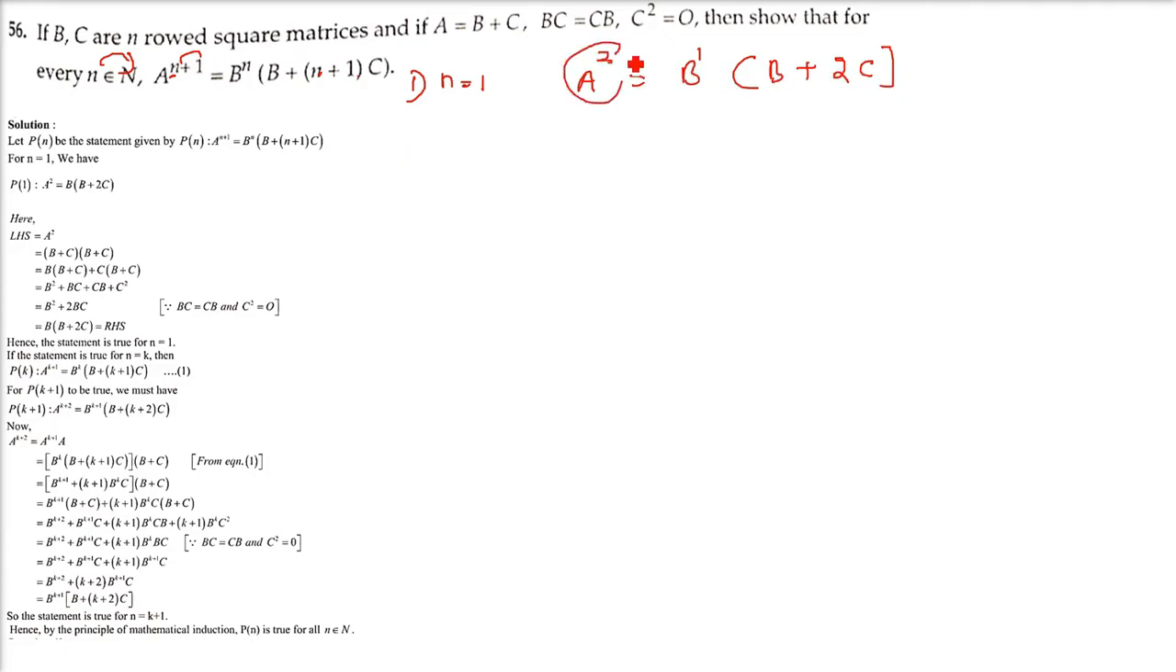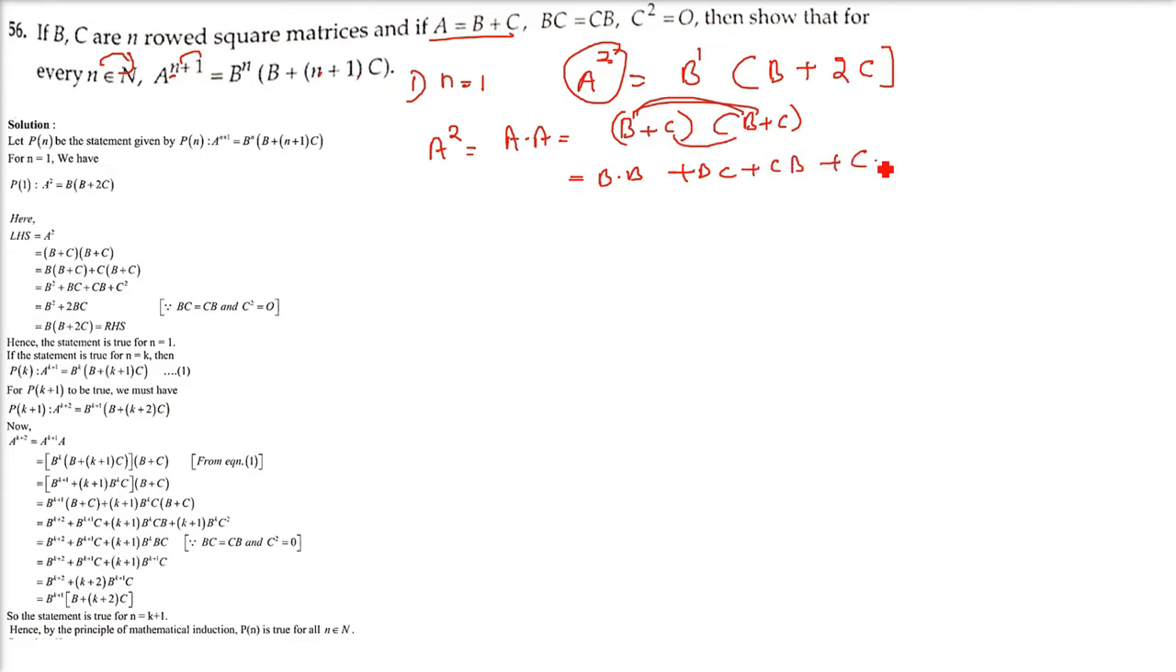Let us see what A square is actually coming to. Because A square is nothing but A dot A. A is given as B plus C. So we can multiply B plus C and B plus C, because A into A. Multiply each and every element: B into B, then B into C, then C into B, then C into C. C square. This is B square.